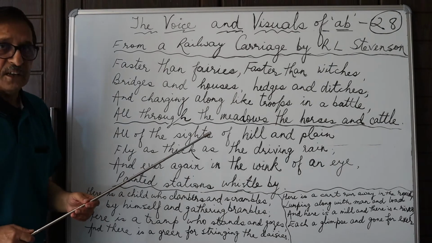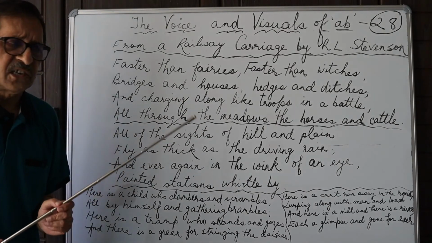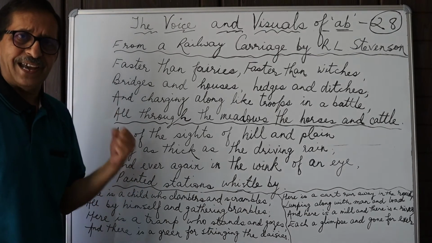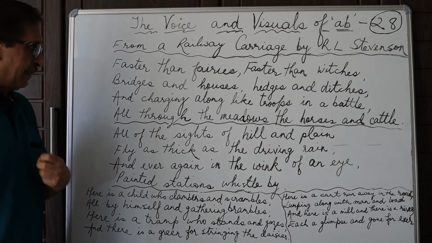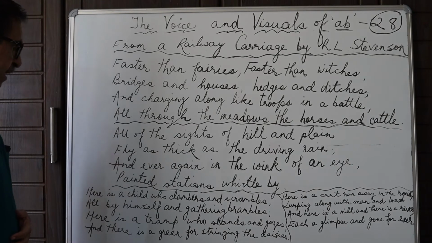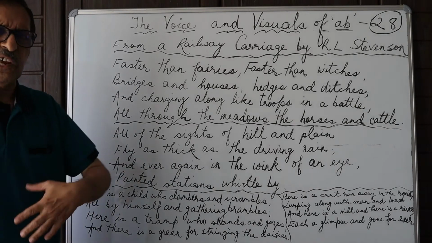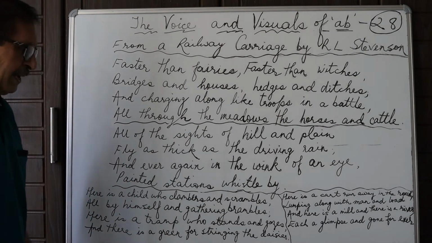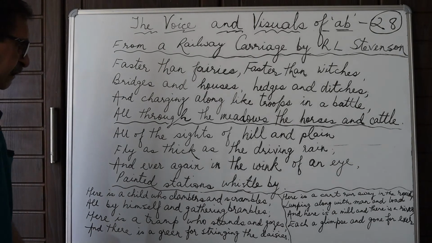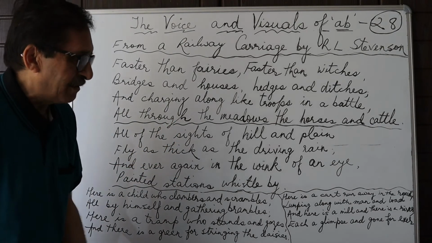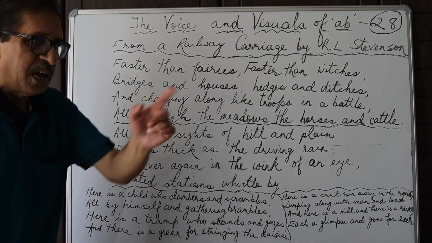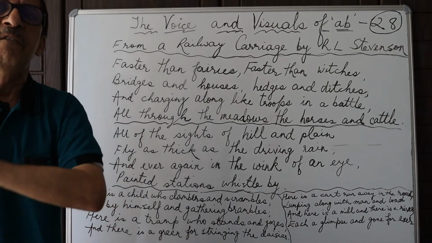Faster than fairies, faster than witches, bridges and houses, hedges and ditches, and charging along like troops in the battle. All through the meadows, the horses and cattle. All of the sights of hill and plain fly as thick as the driving rain. And ever again, in the wink of an eye, painted stations whistle by. Here is a child who clambers and scrambles, all by himself and gathering brambles. Here is a tramp who stands and gazes, and there is a green for stringing the daisies. Here is a cart run away in the road, lumping along with man and load. And here is a mill, and there is a river, each a glimpse and gone forever.